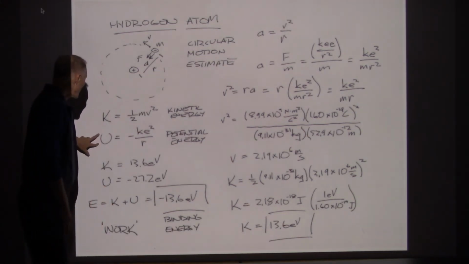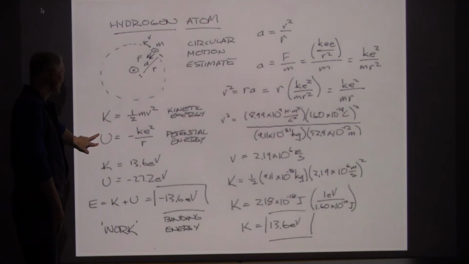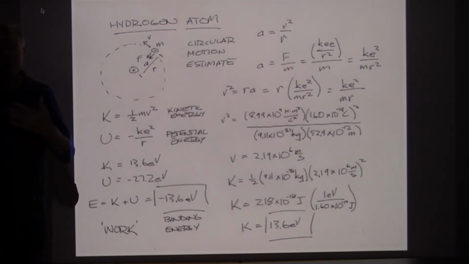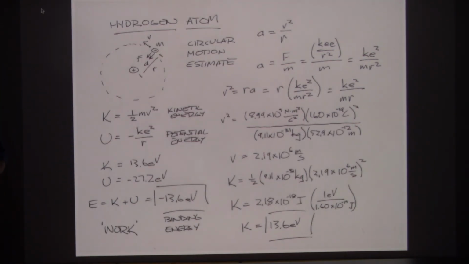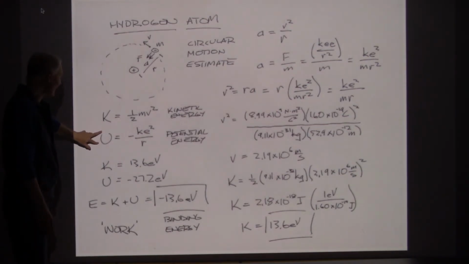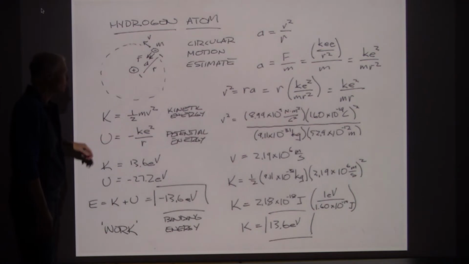So U by itself does not determine the binding energy because there's also a kinetic energy for that electron. The electron has a finite amount of kinetic energy, and so what we've got to do is add together the kinetic energy and the potential energy together.